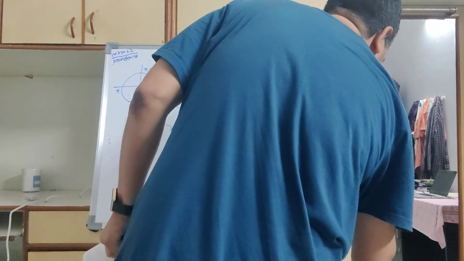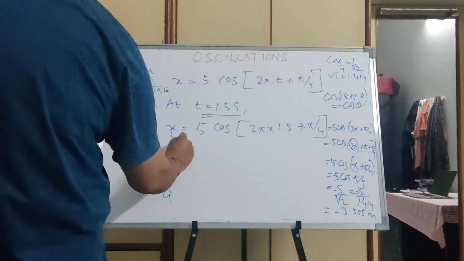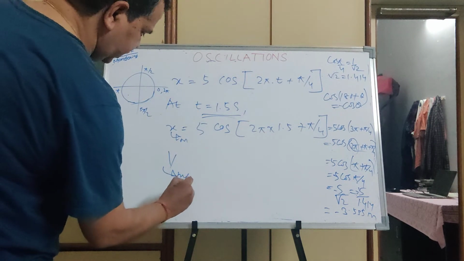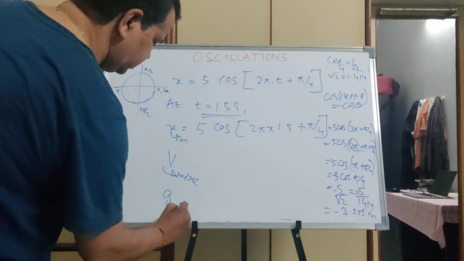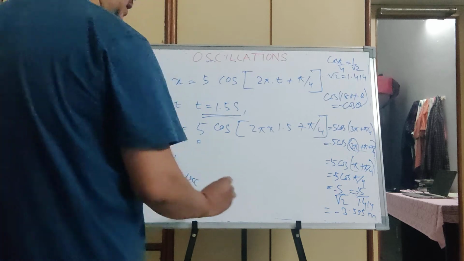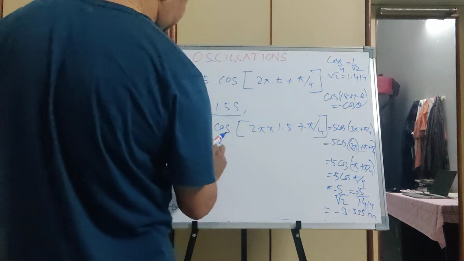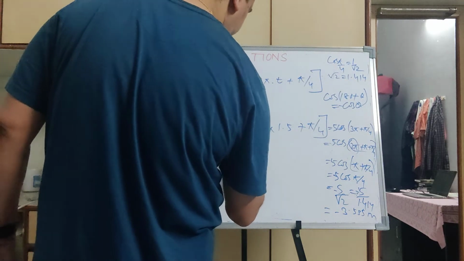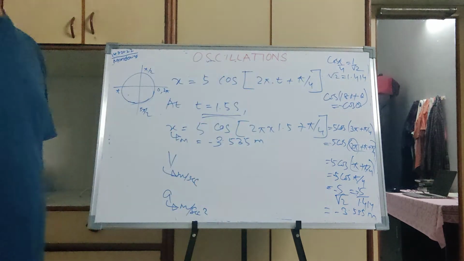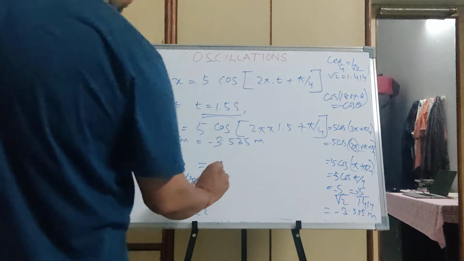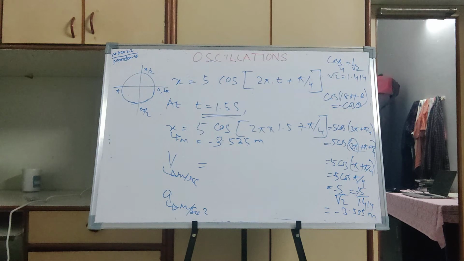This is meter, because the unit of displacement is meter. Unit of velocity is meter per second. Unit of acceleration is meter per second square. So we found the displacement is minus 3.535 meter. Clear? So this is the value for displacement, which is minus 3.535 meter.